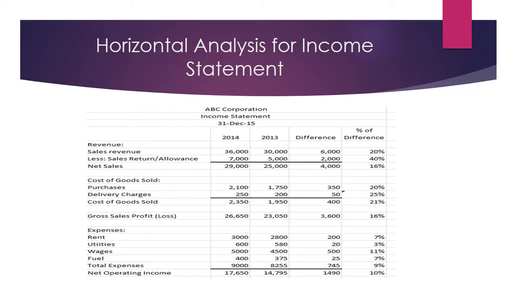That's how much it cost me to purchase those items, plus the delivery charge, and that's what I'm going to turn around and sell to get my net sales. So my gross sales profit was an increase of 16%. Let's go a little down here to expenses. I have rent, utilities, wages, fuel, and total expenses. After I break each line item down, my rent increased, my utilities increased, my wages increased, my fuel increased, so my total overall expenses increased by 9%.